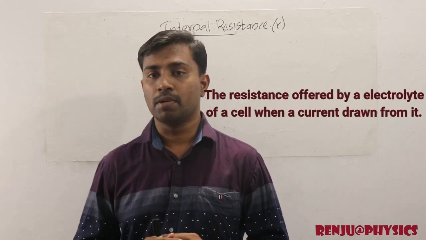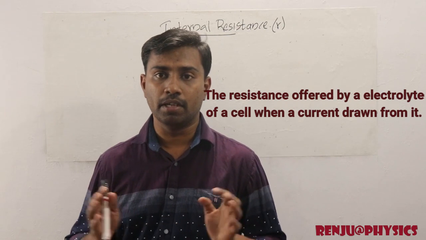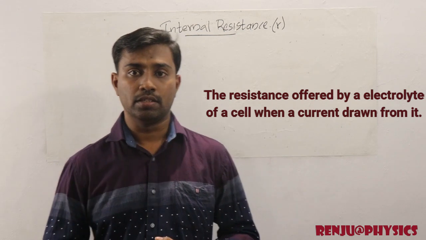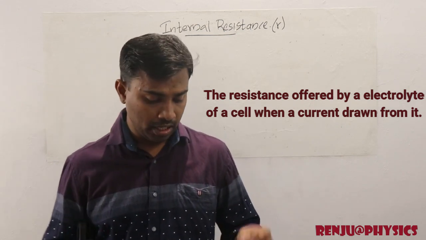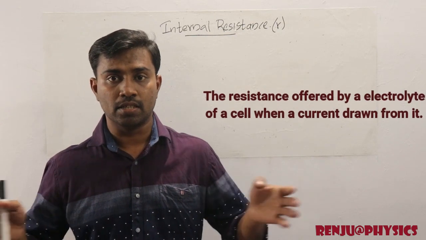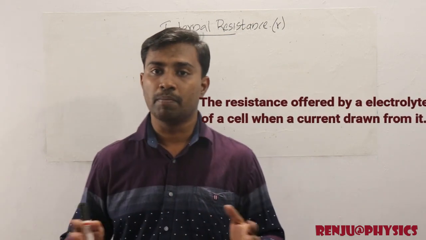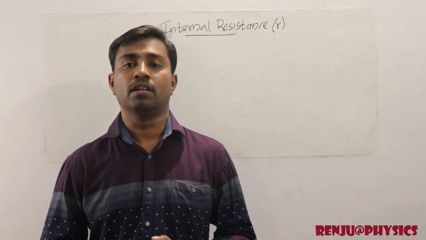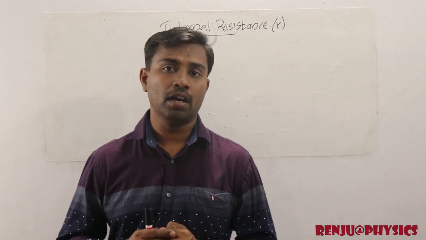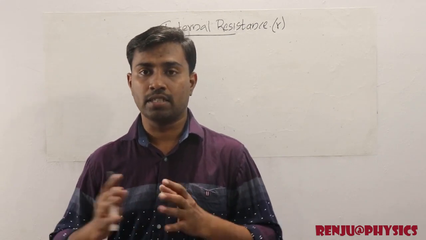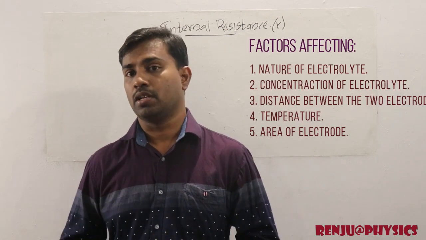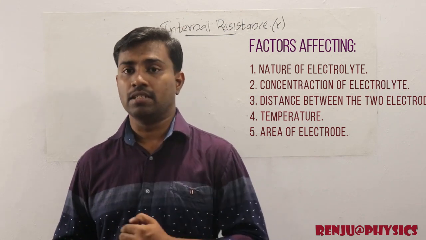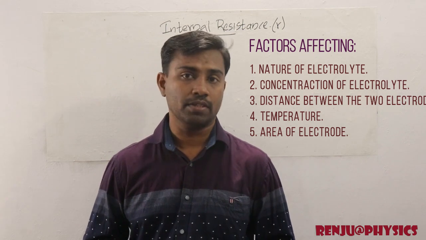This internal resistance depends on many factors. One of the factors is the nature of the electrolyte. The second one is the distance or separation between the electrodes, another one is the area of the electrode, and another factor affecting it is temperature. So these are the factors affecting the internal resistance of a cell.